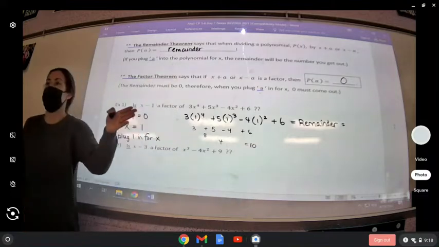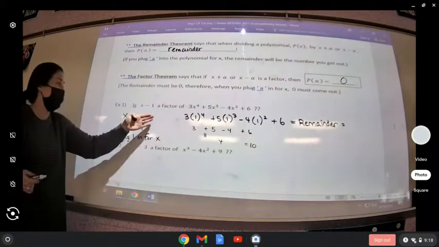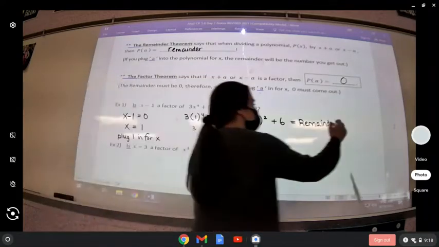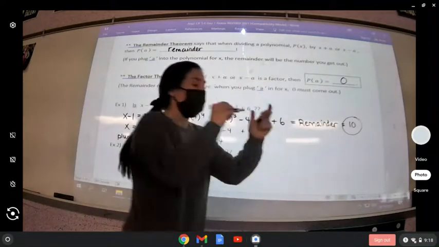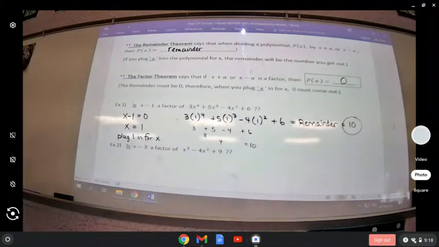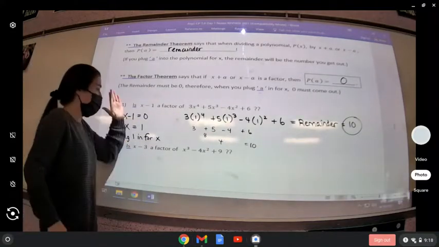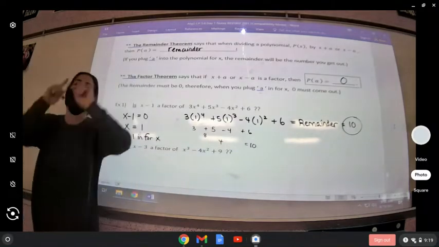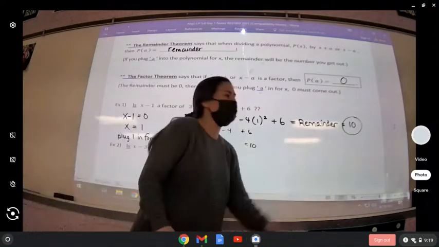Guys, look on the front of your notes. What did we circle in that first example as the remainder? It was 10. So this is 10. So the remainder theorem works. The remainder theorem says, if you plug that magic number into the polynomial, the number it spits out will represent the remainder. So guys, the remainder is 10.